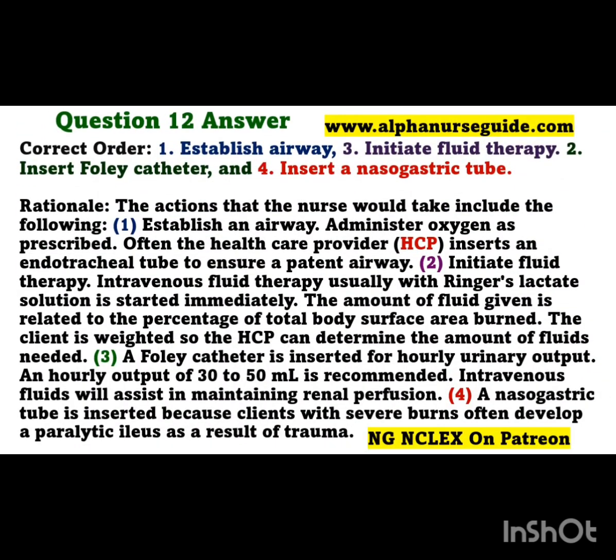The correct order is 1. Establish airway, 3. Initiate fluid therapy, 2. Insert Foley catheter, and 4. Insert a nasogastric tube. Rationale: the actions that the nurse would take include the following. 1. Establish an airway. Administer oxygen as prescribed. Often the healthcare provider inserts an endotracheal tube to ensure a patent airway.